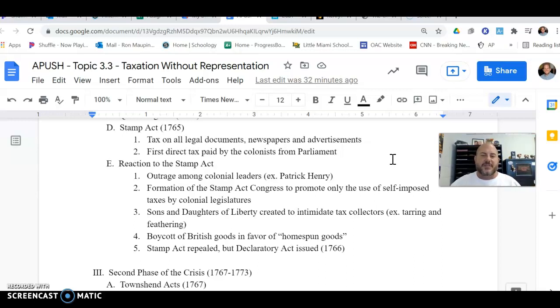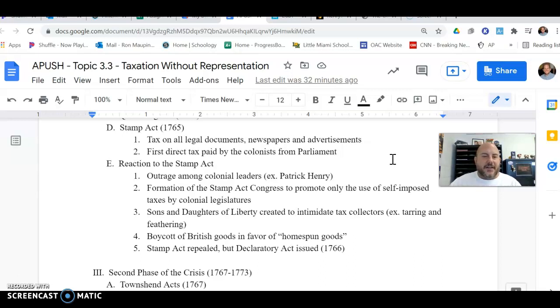And that is the purpose of what the Declaratory Act is. The Declaratory Act is basically saying, listen, yes, we've repealed the Stamp Act, but we still reserve the right to make laws that affect you. We are still, in essence, your political parents, and you will be expected to comply with those policies that may get created in the future, which many more are going to be created right around the corner.